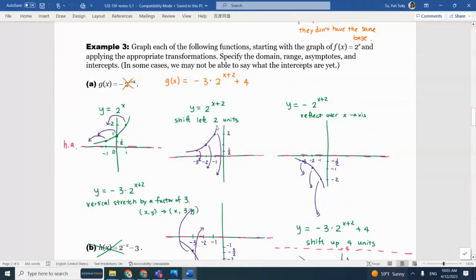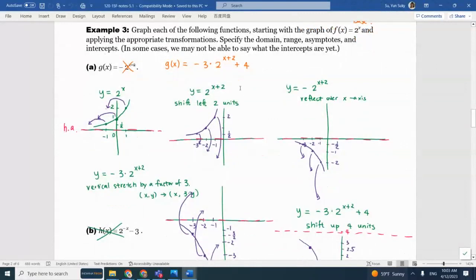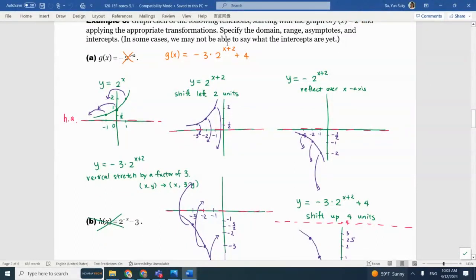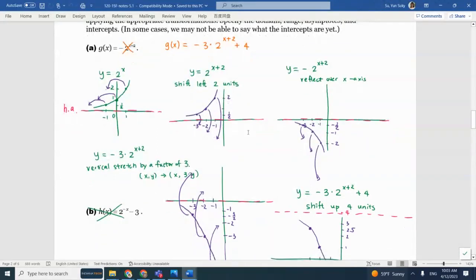Then we follow the same order. The first one, shift left or right. Because it's plus 2, we shift to the left 2 units. Do we have a minus sign in front of x? We don't. But we have a minus sign in front of the whole thing, so we get a reflection over the x-axis. So those 3 key points reflect over the x-axis.